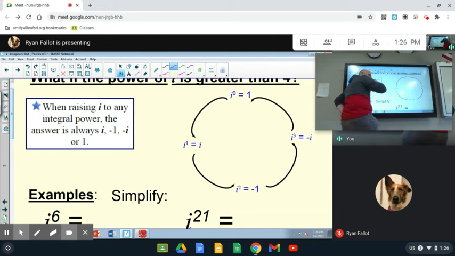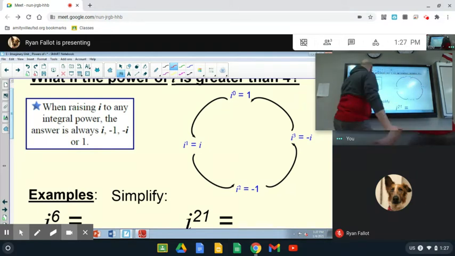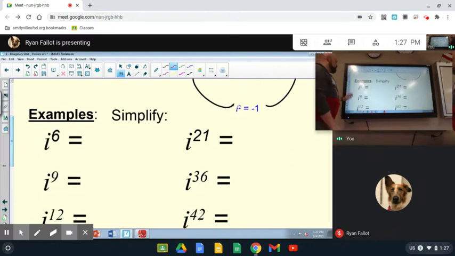As we go around in a counterclockwise fashion, i to the 0 is 1, i to the first power is i, i squared is -1, i to the third power is -i, and i to the fourth power is 1, back at the beginning. We keep going around and around. That's how you can see what happens. So this one is all about the calculator if you can't simplify it.